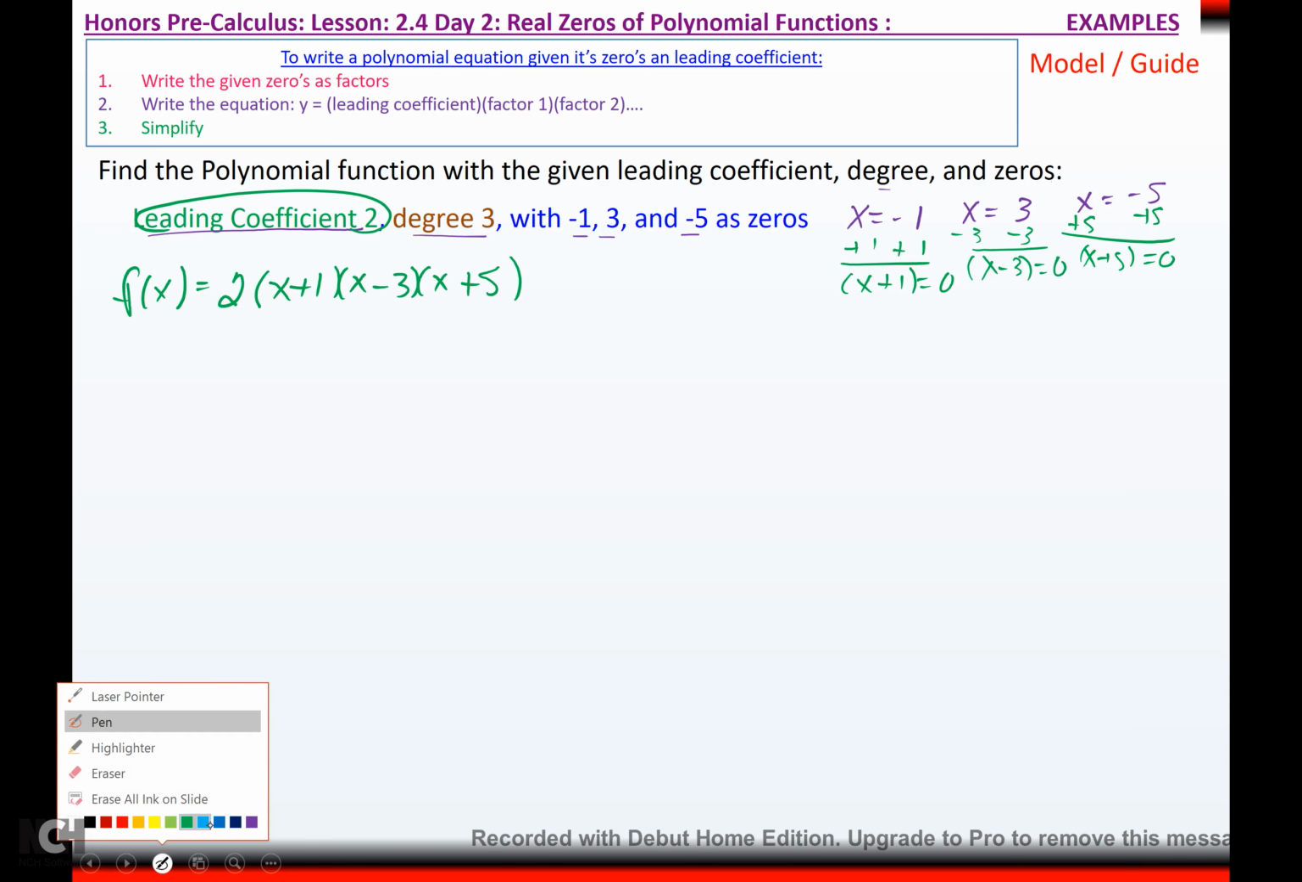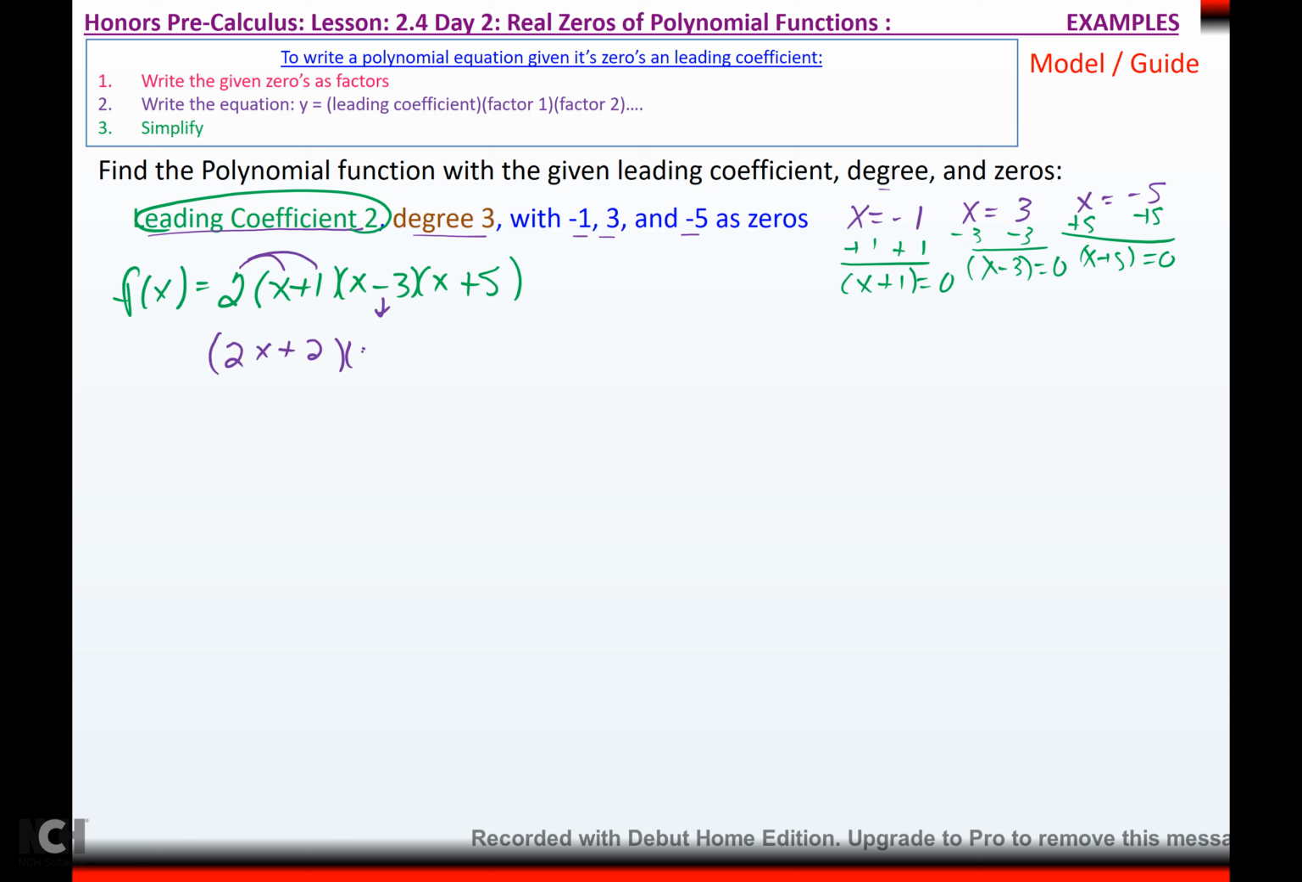Except they want it written in standard form, which just means multiply it all out, 2 at a time. If I distribute the 2, I get 2x plus 2. Drop the next one, x minus 3. 2x times x is 2x squared. 2x times -3 is -6x. Positive 2 times x is positive 2x. Positive 2 times -3 is -6. Combine like terms. 2x squared minus 4x minus 6.